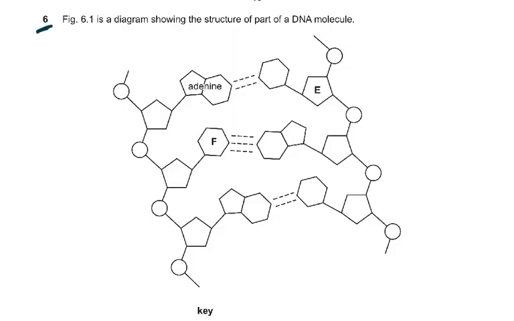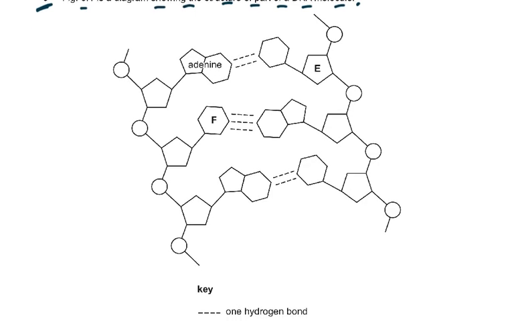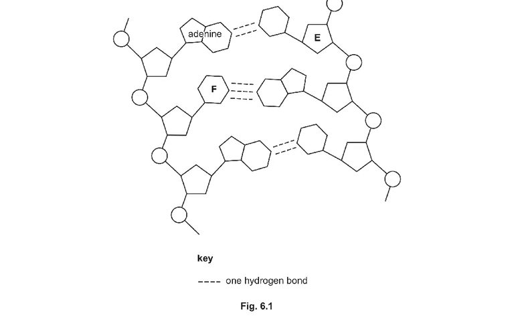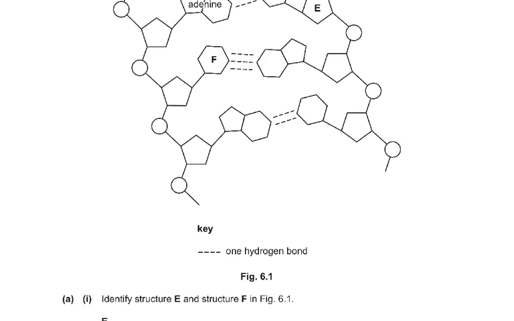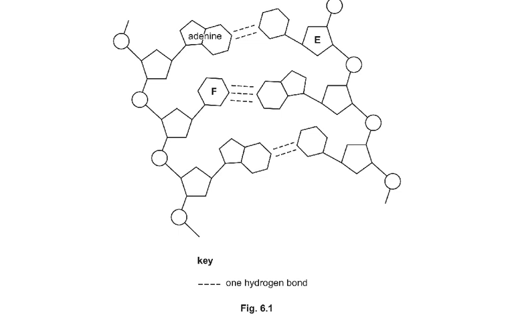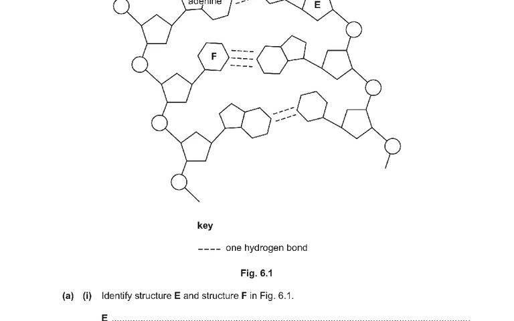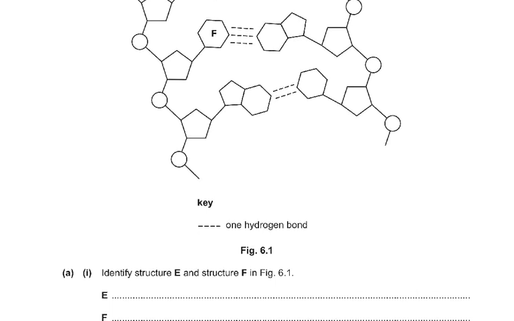Now, coming to question 6, which is a very good question because it is examining the new part of the syllabus. Figure 6.1 is a diagram showing the structure of part of a DNA molecule. They say the dotted lines are the hydrogen bonds. Identify structure E and structure F. Now what is E? E is deoxyribose. You can't say pentose because it said identify. When I ask you your name, you tell me your name. Your name is Ibrahim. You don't say I'm a boy, you say your name is Ibrahim. So identify structure E and structure F in figure 6.1.